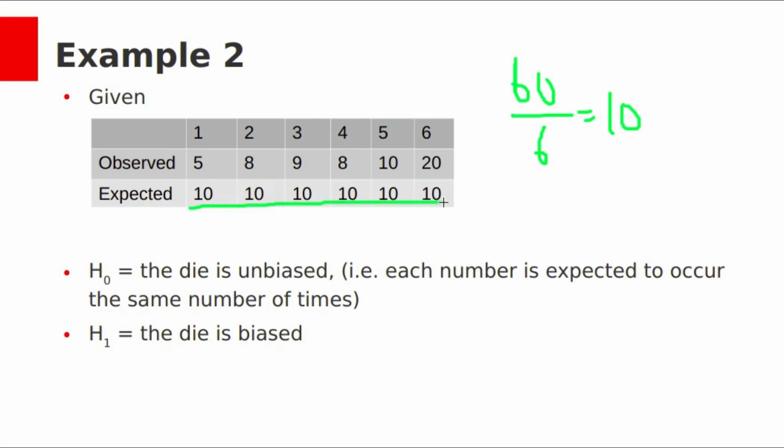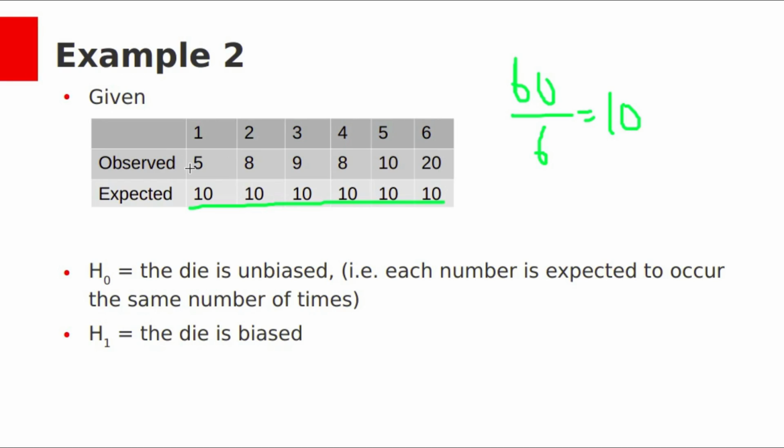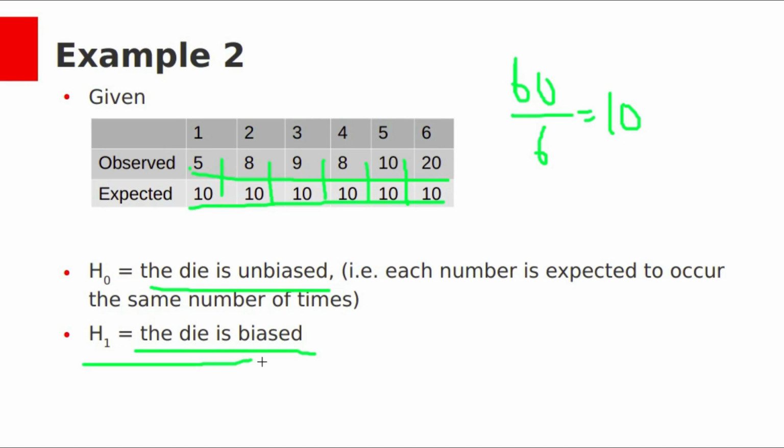This is the expected distribution. But the observed values for faces 1, 2, 3 up to 6 are like this. This is the observed distribution. So these are the observed values. Our null hypothesis is that the die is unbiased, meaning these deviations are by random chance, not because the die is biased. And the alternate hypothesis is that the die is biased. These deviations are because the die is unfair. That is the alternate hypothesis.